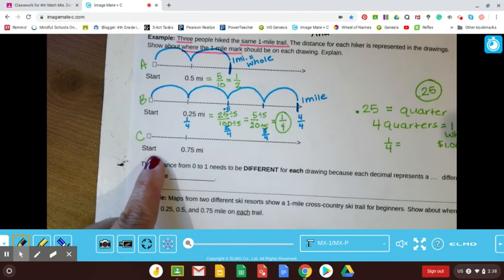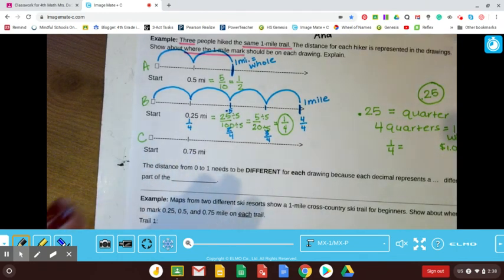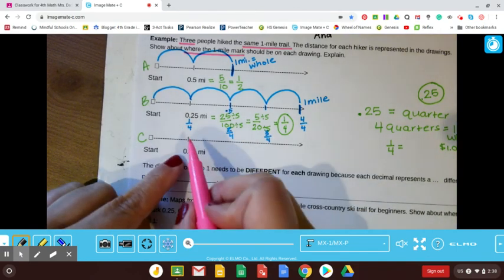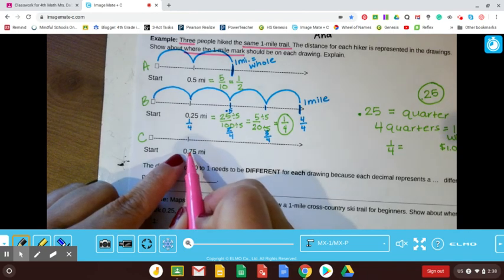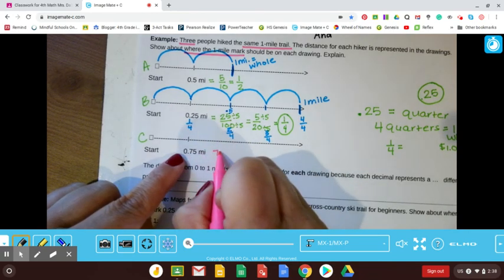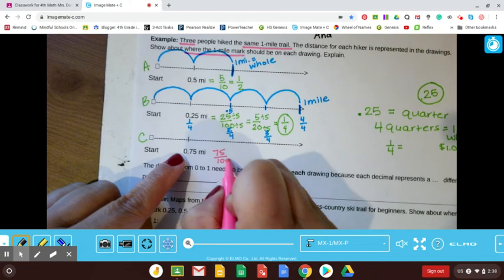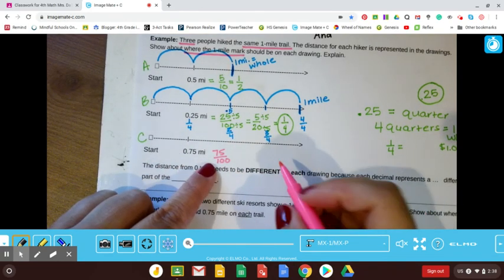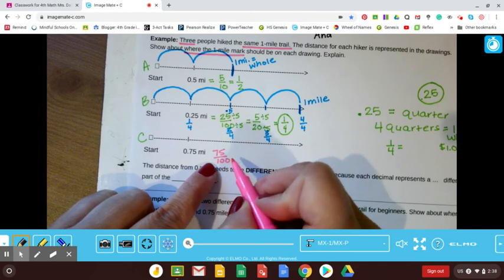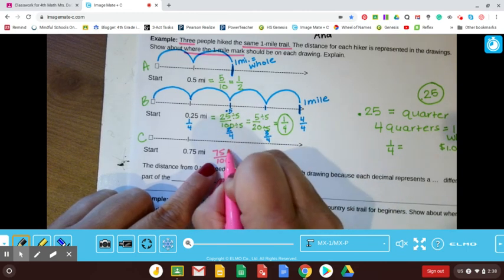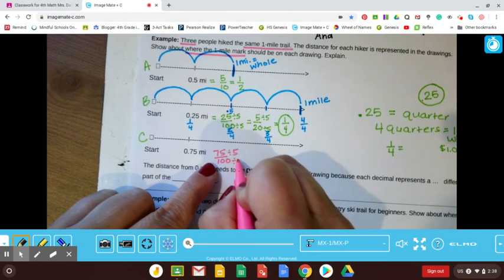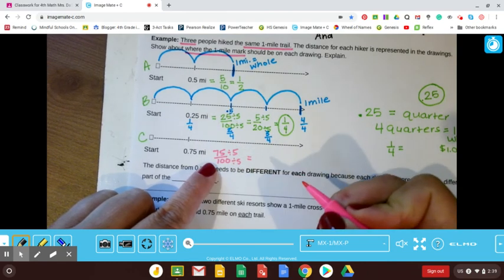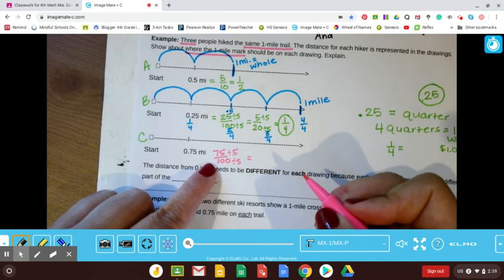This is hiker C. Remind ourselves that again, we're talking about the same whole of 1 mile. But hiker C has already traveled 75 hundredths of a mile. And again, we can use division to reduce this fraction. I am going to go ahead and divide top and bottom by 5, and I want you to take a minute at home and think about what that would reduce to.